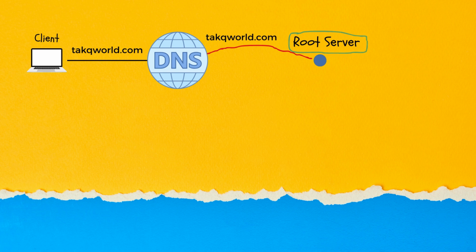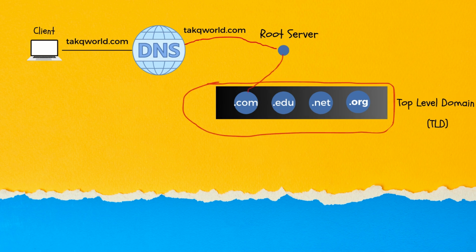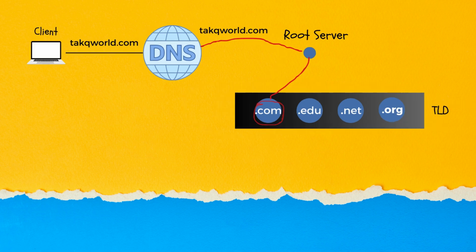There are 13 root name servers available worldwide. The root servers don't know the exact IP address for the URL, but they know which servers are responsible for the top level domain .com associated with the URL takqworld.com. A top level domain is the last part of a domain name appearing after the final dot, and it categorizes domains by type or country such as .com, .edu, .net, .uk, .org, etc. In our case, it is .com.